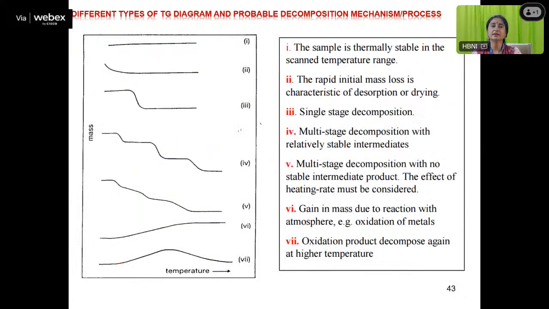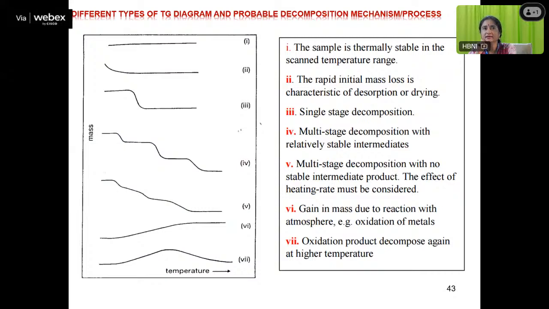Now you can just have a look. I have given here 1, 2, 3, 4, 5, 6 and 7. There are 7 cases showing what type of thermogram you get. This is the mass and this is the temperature. At first look, what inference can you get about the sample? Say 1. In case of 1, the sample is thermally stable in the scan temperature range because there is no mass change or mass loss.